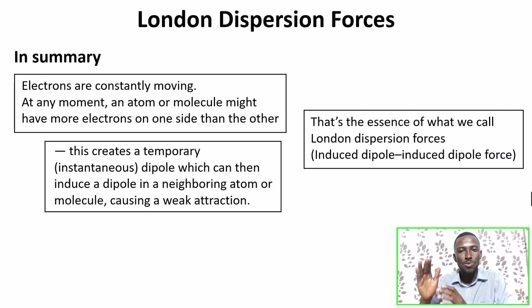Points to keep in mind: electrons are constantly moving. So at some point they become saturated at one end more than the other, and as a result you have a temporal dipole. And when you bring this dipole close to a nonpolar atom, it can induce or influence that nonpolar atom to also become polar. And then the induced dipole can also induce another atom to become polar. So the kind of attraction between these dipoles is what we know as induced dipole force, or London dispersion force.